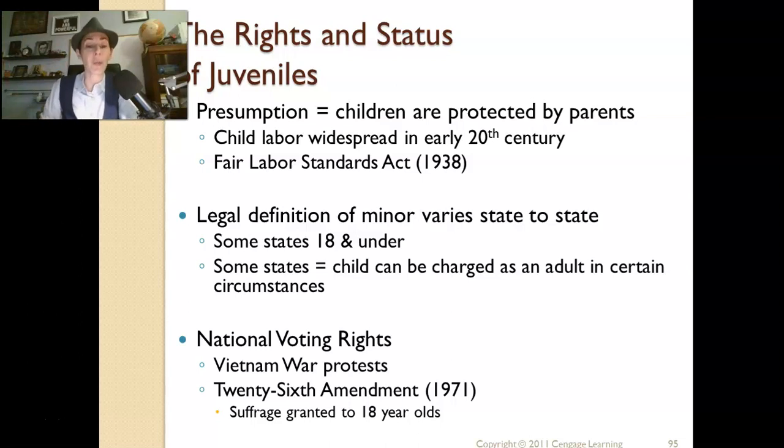Some national voting rights issues came into play with the Vietnam War in particular, because back then, before 1971, you had to be 21 to vote, but at 18 you could be drafted. So you couldn't vote to participate in the process, but you could be forced to fight in a war that you didn't get to comment about. So in 1971, we adopted the 26th Amendment, and that granted suffrage to 18-year-olds. It lowered the voting age to 18.